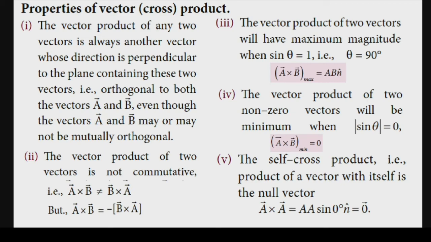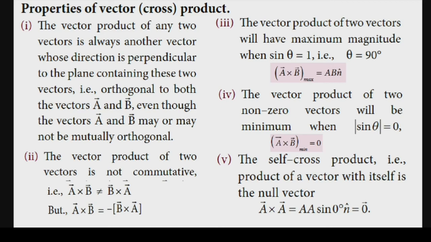Then the vector product of two vectors is not commutative. Okay? So A vector cross B vector is not equal to B vector cross A vector. But A vector cross B vector is equal to minus of B vector cross A vector.